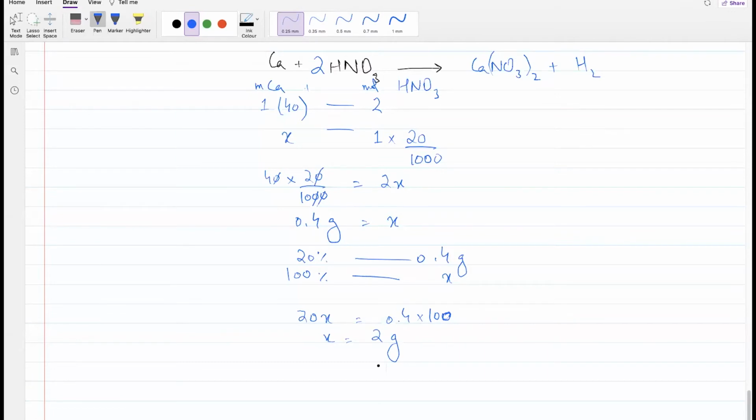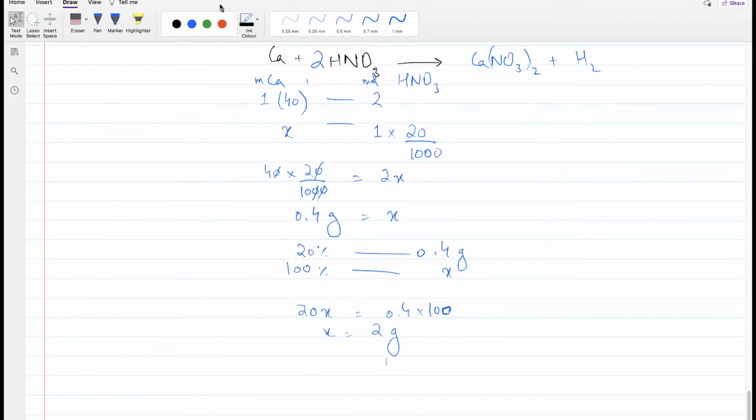Now, did I have 2 grams calcium? No. I had 0.4 gram calcium. But because that only made up 20% of the sample, the total sample, whatever we started off with, must have been 2 grams because 20% of that is 0.4. So this is the idea of percentage purity. How do you figure it out? You either have the percentage purity and you figure out the total mass of the sample using that, or you calculate the percentage purity based on how much was actually reacted.